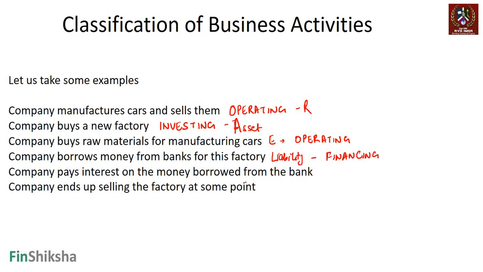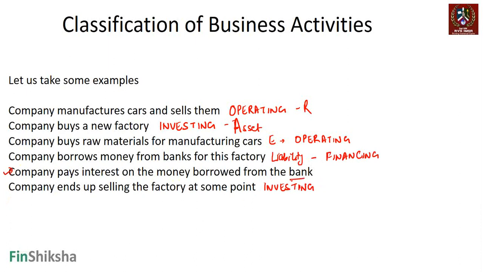Then company pays interest on the money borrowed from the bank. This we will take in a minute. This is interesting because this can get classified in two places. Company ends up selling the factory at some point. You are repaying a liability, but you are trying to repay the liability by first selling something that is extra for you. So in a sense, you're removing an investment from your books. This is again going to be an investing activity because you are selling the factory to repay the money. So you're removing assets from your company's financial statements.